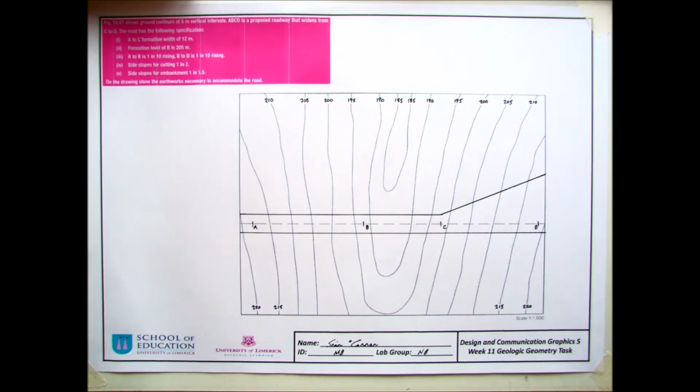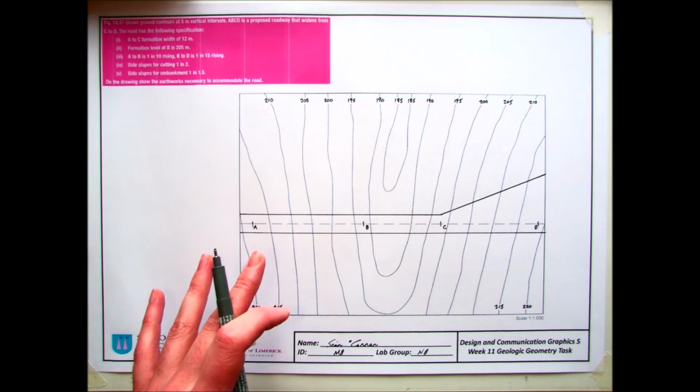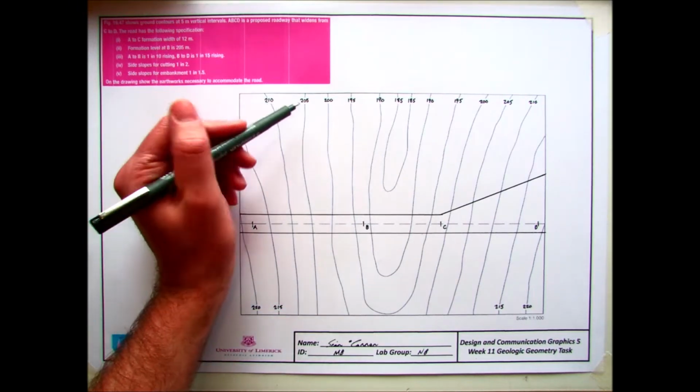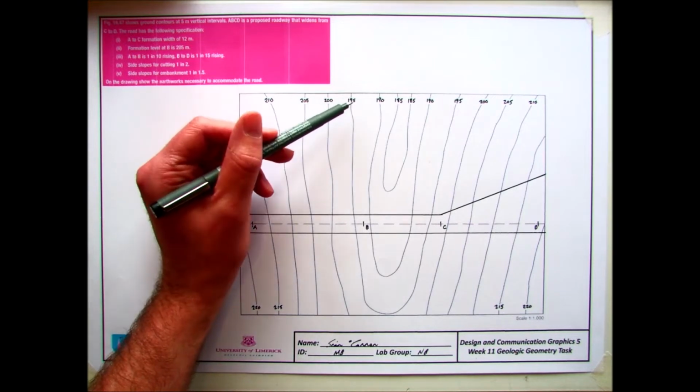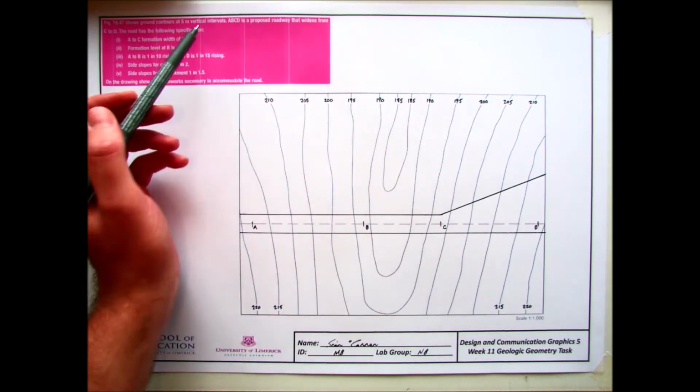So first of all, like always, we'll just read through the question, what we're given. Like all questions, this is the most important thing you do before you start anything, and pull out those key bits of information. So first of all, this diagram here is showing us ground contours at 5 meters vertical intervals. So as you can see here, it's going from 210, 205, 200, 195, 190, 185, and so on.